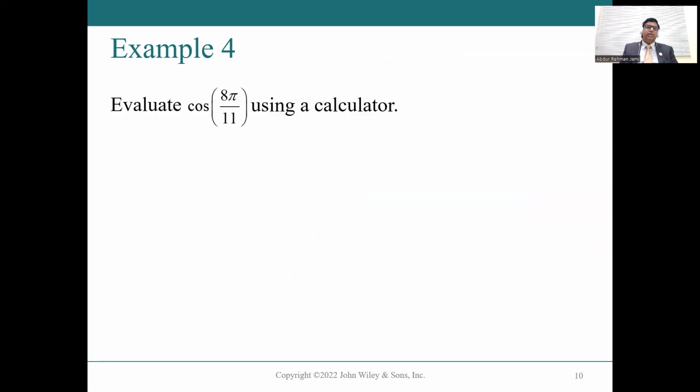Now, look at this one. This question is cosine 8 pi over 11 and use a calculator. So you can find the value of this one by using a calculator. You can fix your calculator at radian mode. And then you can evaluate it quickly. I hope you can do this yourself. Please try yourself.